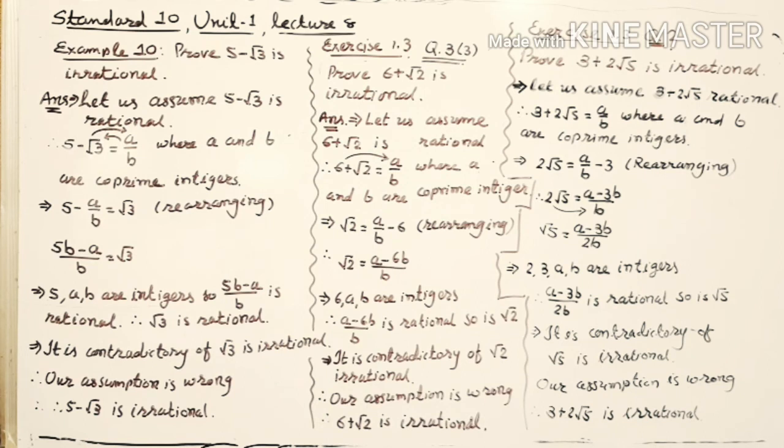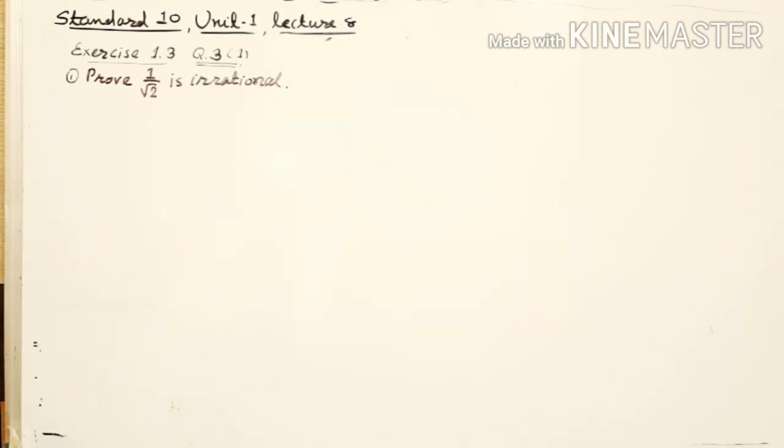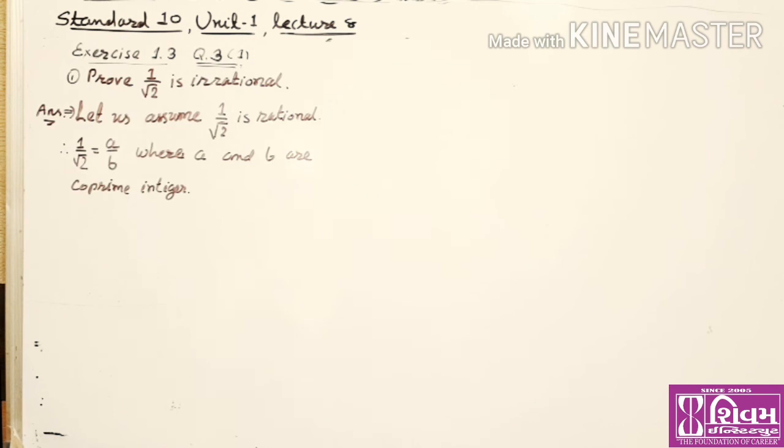Okay, now let us solve one more last question. Exercise 1.3, question 3 and the sum number 1. Prove that 1 upon root 2 is irrational. So whatever we did in the last question, that same thing we'll do here. So first of all, we will assume that 1 upon root 2 is rational, and if 1 upon root 2 is rational, then we can present it as the ratio of two coprime integers. It means 1 upon root 2 equals a upon b.